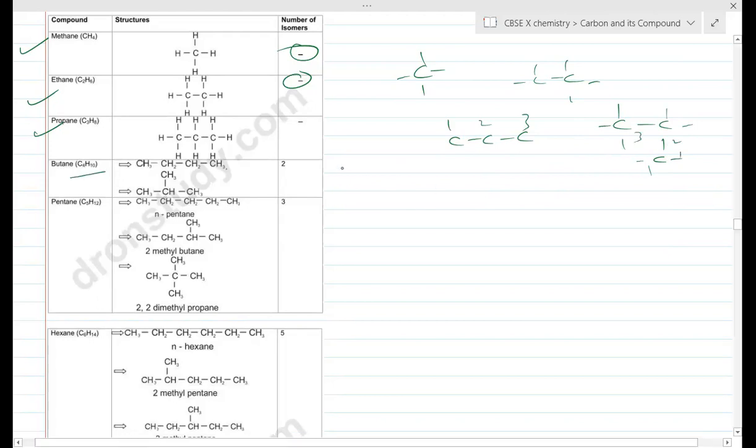So see here, when n is equal to 4, so what is the number? C4H10. Alkane I am talking about, isomers of alkane. So we can write 4 like this, C4H10 like this. 1, 2, 3, 4. 3 hydrogen, 2 hydrogen, 2 hydrogen, 3 hydrogen. So what we have named, this is normal butane.